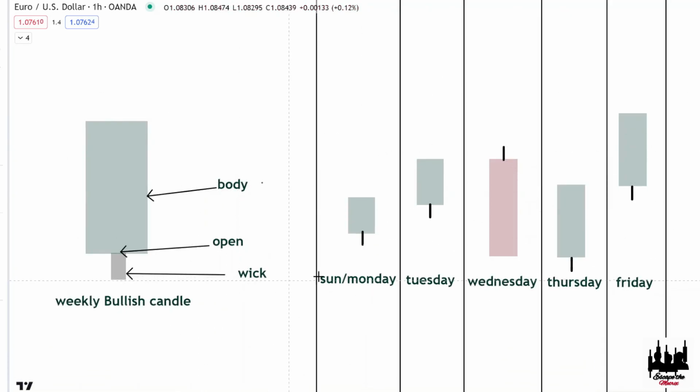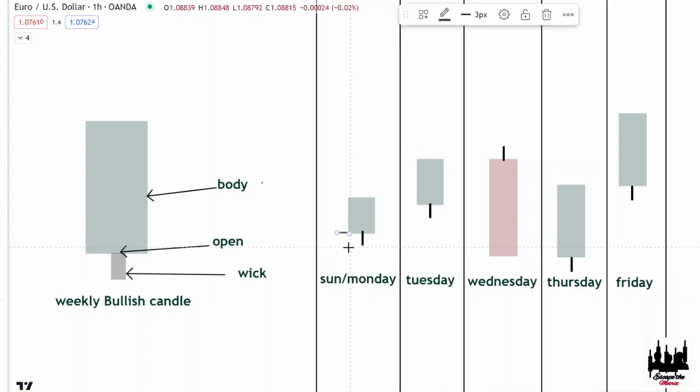So here is our weekly candle in daily increments. What happened here was we had our weekly open, our Sunday and Monday. Price was bullish. Tuesday was bullish. Wednesday bearish. Thursday bullish, bullish. It doesn't matter which format it happens to be. We're mostly focused on Sunday and Monday, Tuesday and Wednesday, and we count our expansion to be Thursday and Friday.